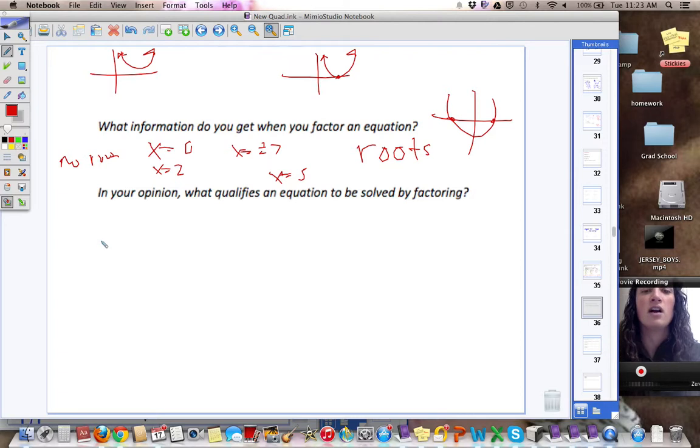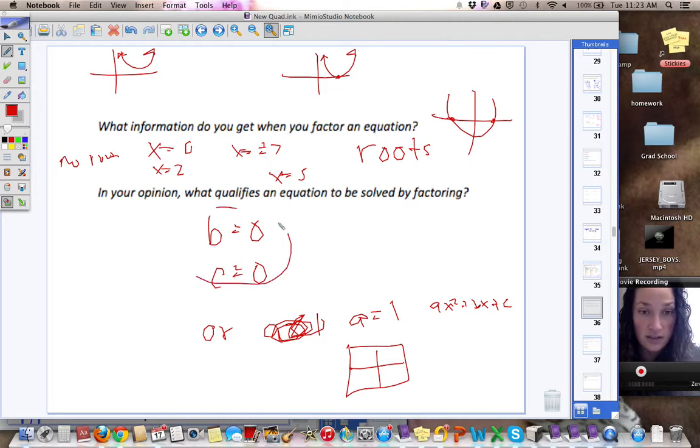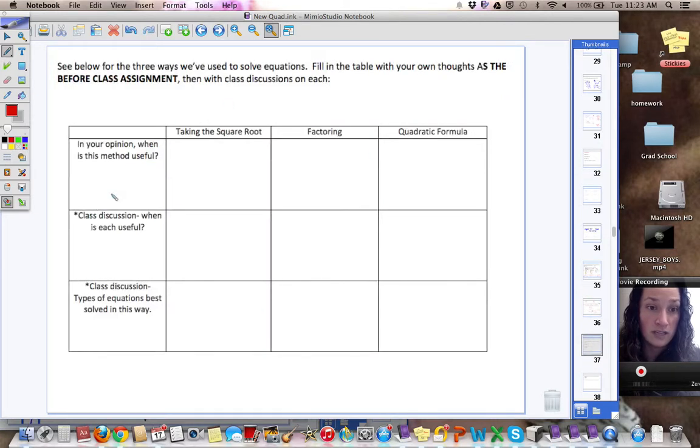So in your opinion, what qualifies an equation to be solved by factoring? So again, this would be if b equals 0, if c equals 0, or if a equals 1 and you can do the box, in your term ax squared plus bx plus c. For everything else, it would be if b equals 0 or c equals 0. So before class, all you have to do is fill out this top box. When would this be useful?